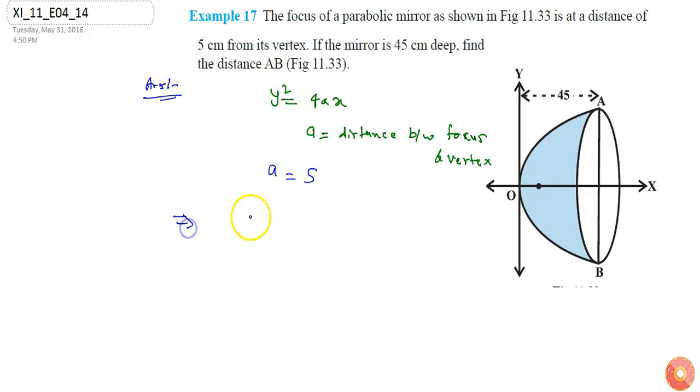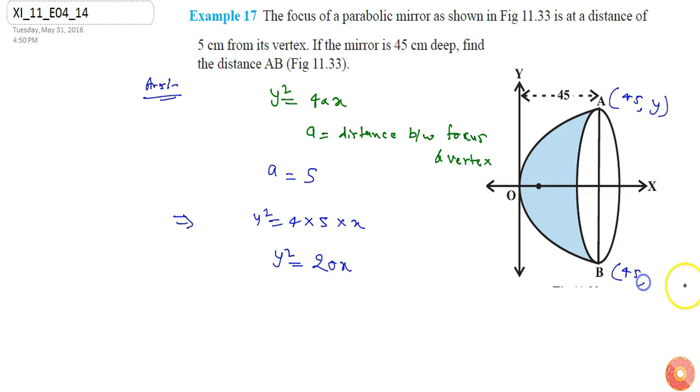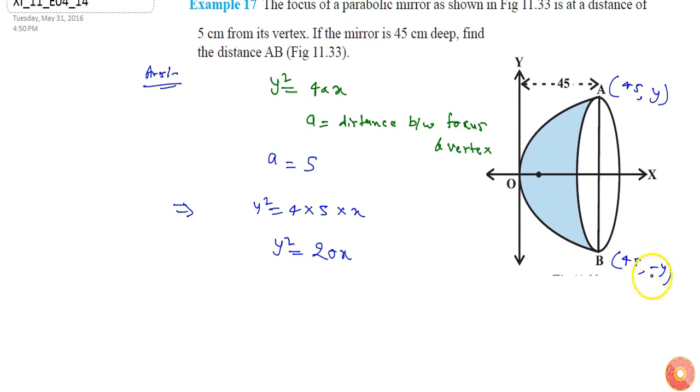So our equation of parabola will be y squared equals 4 into 5 into x, or I can say y squared equals 20x. Now it is given that the mirror is 45 centimeter deep, or I can say the x coordinate of the point A is 45, and let's say the y coordinate is y, and the x coordinate of the point B will be 45, and the y coordinate will be minus y. So we need to calculate the value of y.